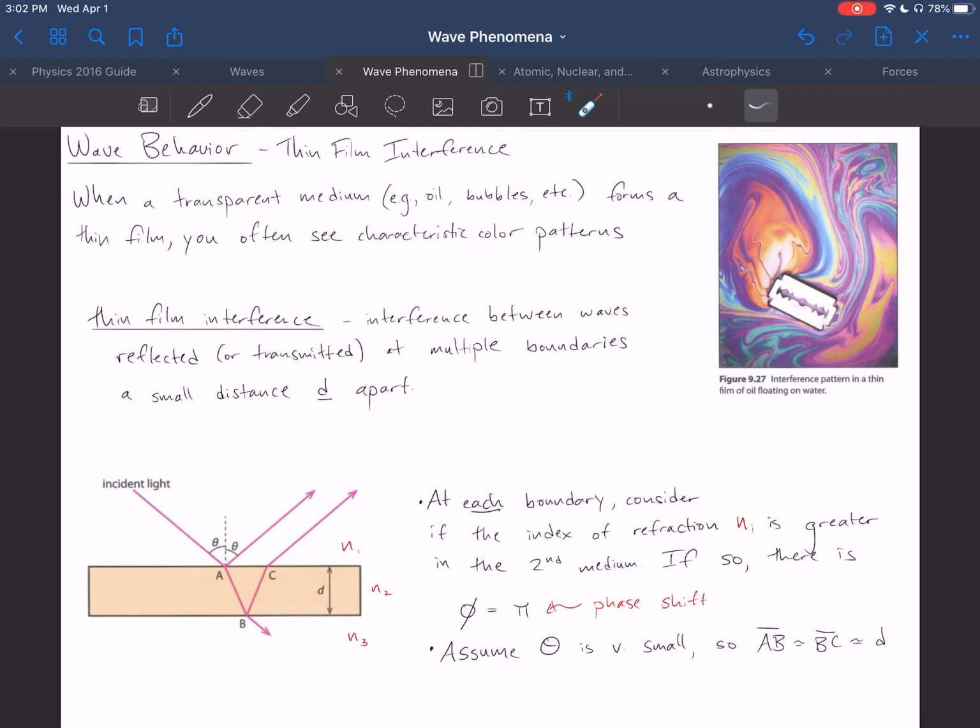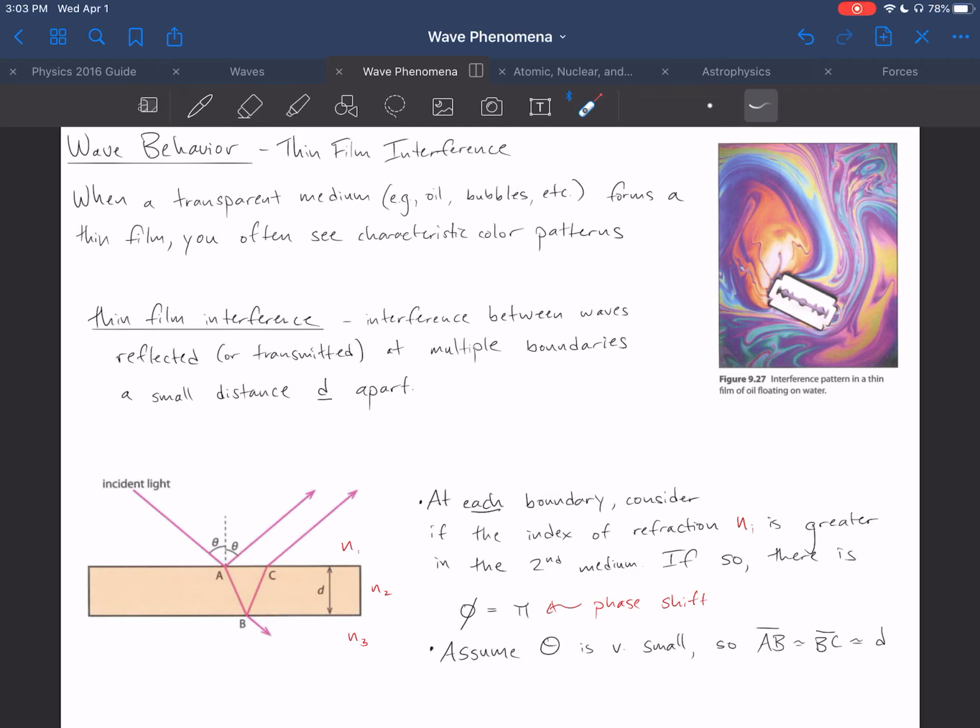To derive the formulas, we also need to remember one more thing: at each boundary, we need to pay attention to whether or not the second medium has a higher index of refraction than the first. The reason is that if the second medium has a higher index of refraction than the first, you will also get an additional pi phase shift. So you get an exact inverse of that wave.